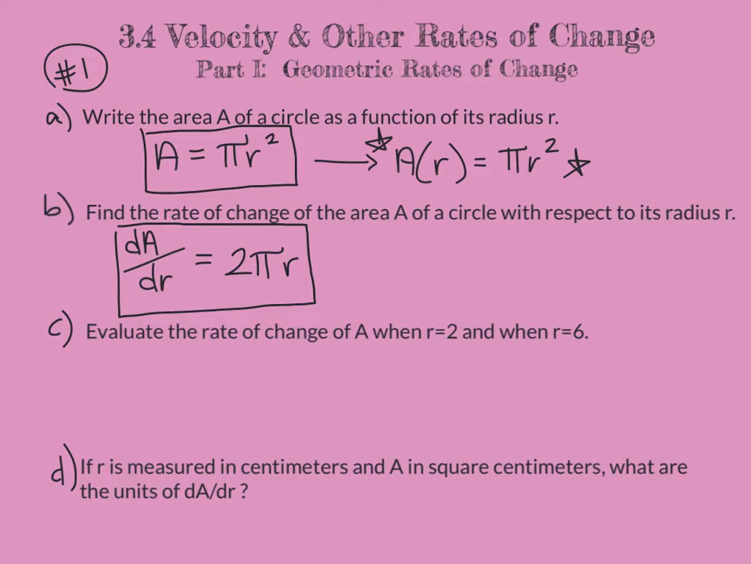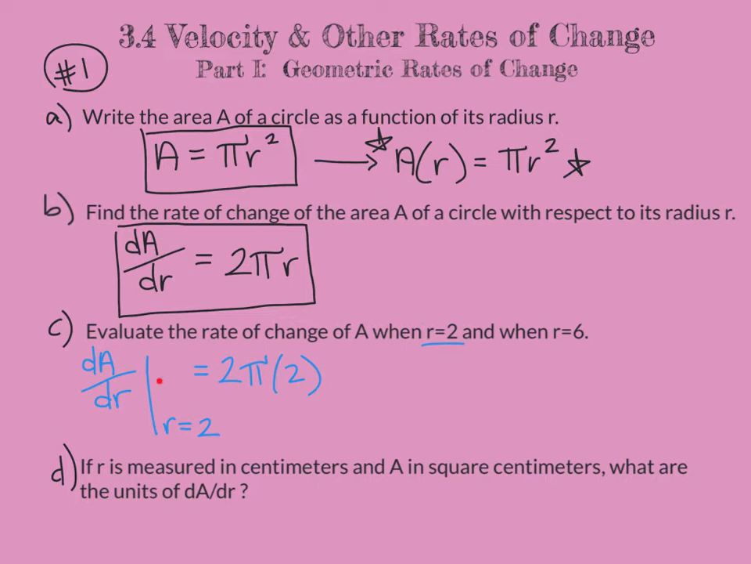Okay, in part C, what we want to do is evaluate the rate of change of A when r is 2 and when r is 6. So when r is 2, that means we want to evaluate the rate of change, meaning find what it is numerically, when r is 2. That means that we're going to be plugging in 2 for r.